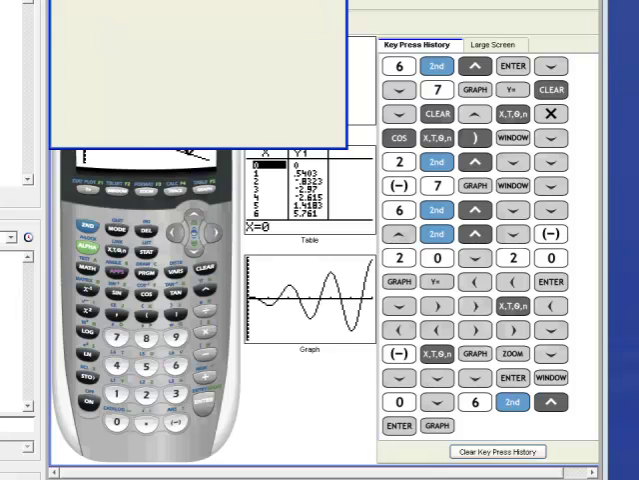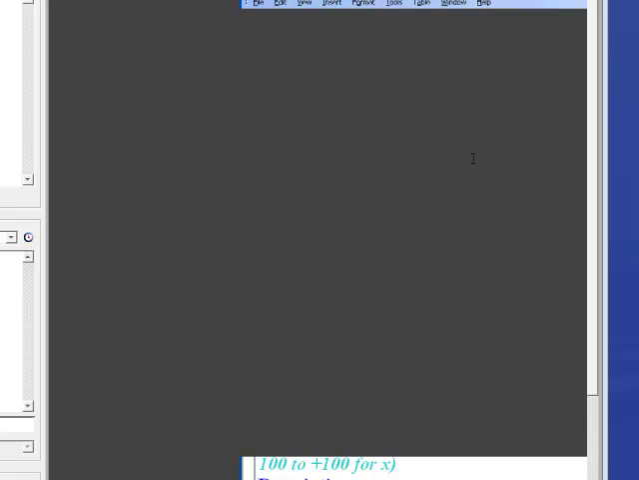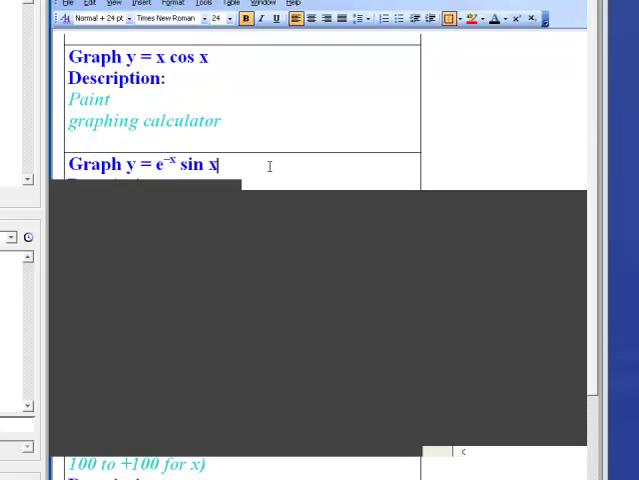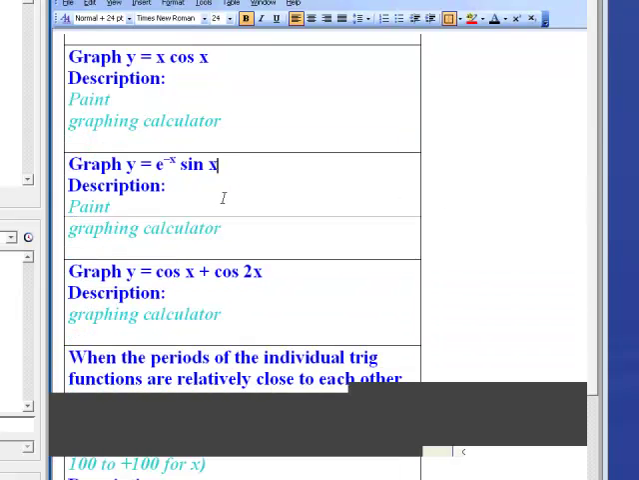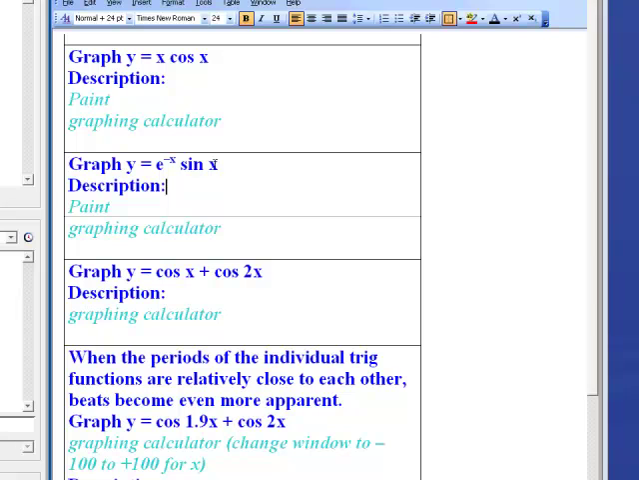Let's see, the next problem. Next example of combining functions. We have to graph e to the negative x sine x. How does that look like? Well, again, we're multiplying these two here just like we multiplied here. What we found out here is that the x, the function in the front of the cosine x, kind of shows the cosine its limits. So it's very likely that the same thing is going to happen here, that the e to the negative x kind of shows the limit for the sine.